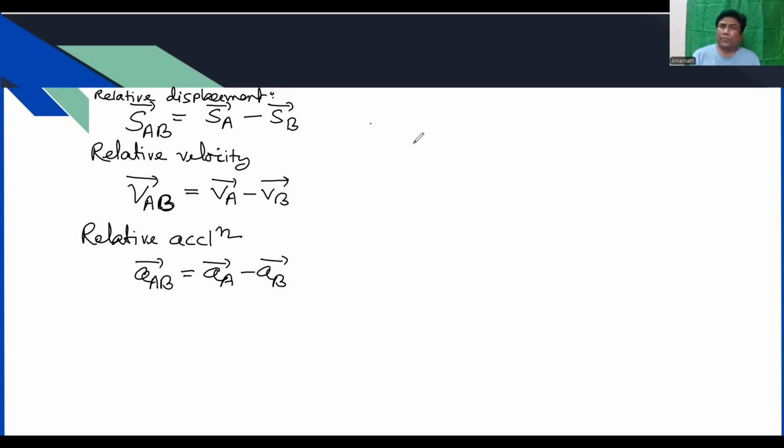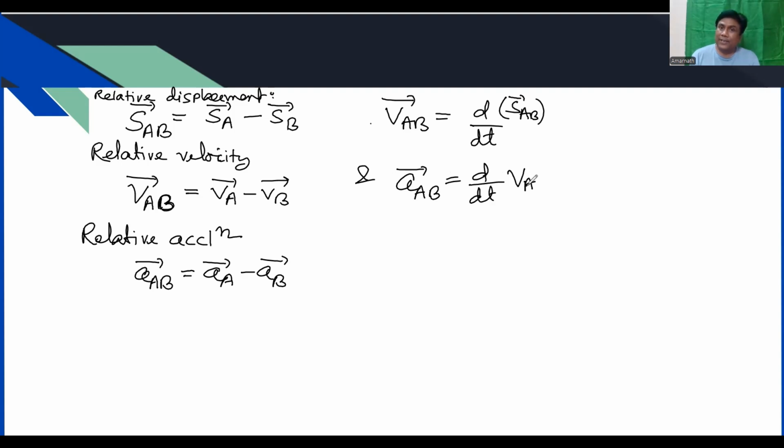And all other formulas will remain the same only. The velocity of A with respect to B is the differentiation of the displacement of A with respect to B with respect to time. So it holds good here also, because velocity is displacement by time. So relative velocity also will be relative displacement by time. Every formula will remain the same. And acceleration of A with respect to B will be the differentiation of relative velocity.